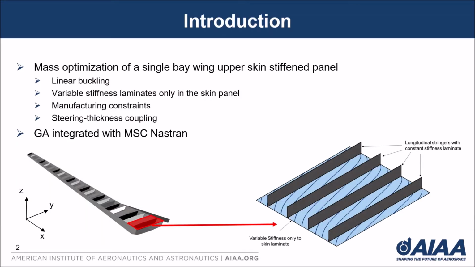This work focuses on a mass optimization of a wing upper skin stiffened panel. Only a single wing bay of the wing upper skin is considered, as you can see, at the wing root. This panel is under compression, so the optimization considers linear buckling as the failure criteria. Variable stiffness laminates are applied in the panel skin, subjected to manufacturing constraints and coupling between fiber steering and laminate thickness. The optimization is carried out using a genetic algorithm which is integrated to MSC Nastran solver.